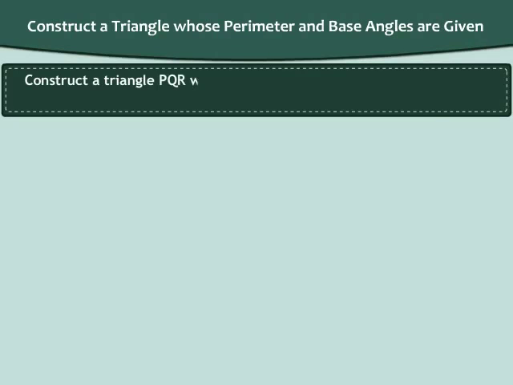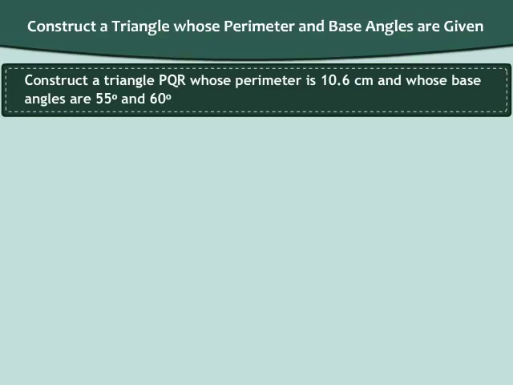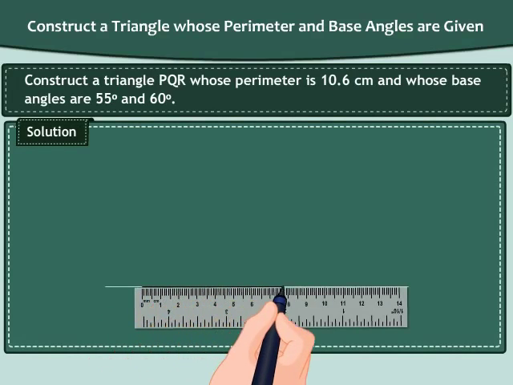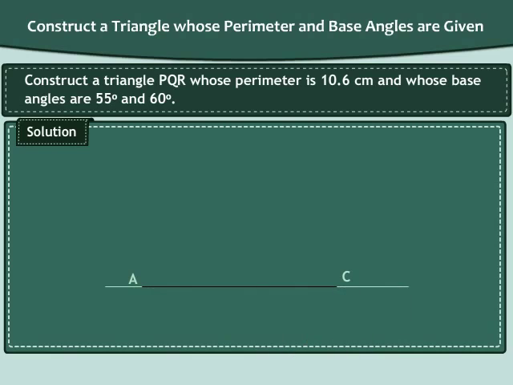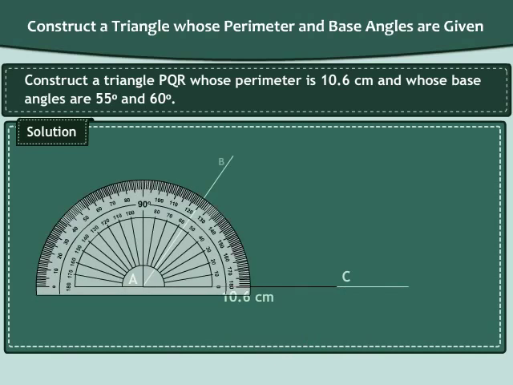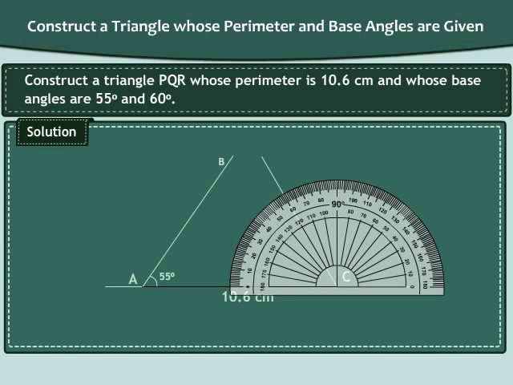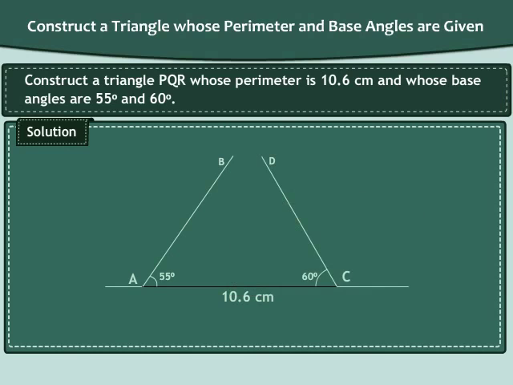Construct a triangle PQR whose perimeter is 10.6 centimeters and whose base angles are 55 degrees and 60 degrees. Solution. Let's construct it step by step. Draw a line segment and locate points A and C on line segment such that AC is equal to 10.6 centimeters. Construct a ray AB such that angle CAB is equal to 55 degrees and ray CD such that angle ACD is 60 degrees.